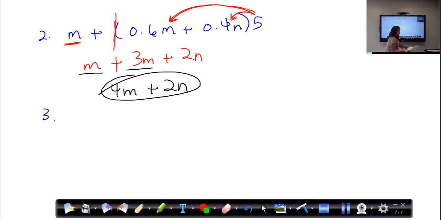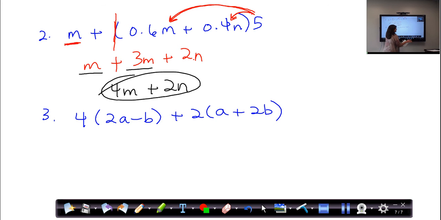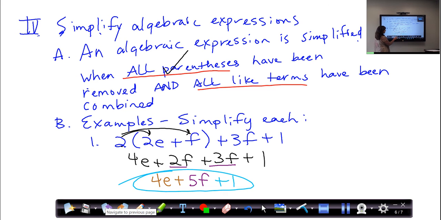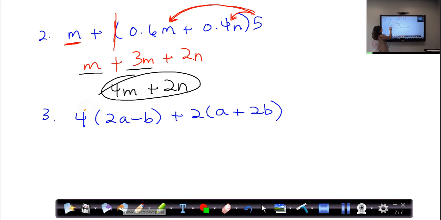And one last example, to finish this thing off. All right, remember, simplified when all the parentheses have been removed and then all like terms have been combined. So I'm going to remove the parentheses first. I'm going to distribute the 4 through. Remember, only to the end of that parentheses. I'm not going to distribute beyond that. So 4 times 2a is 8a. 4 times b is going to be 4b, and there's a subtraction between the two.